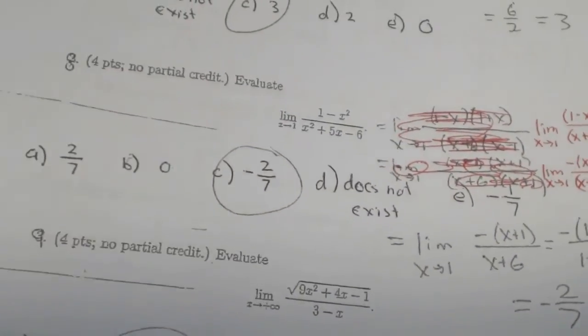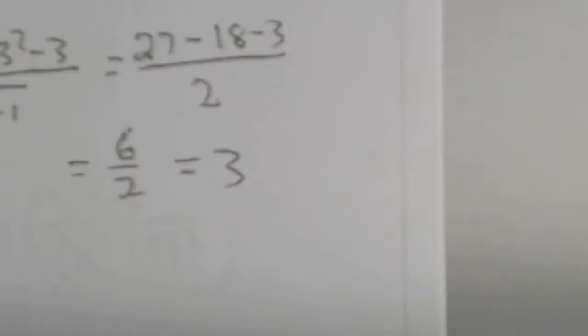Okay, on our second one. Now, this is the limit as x approaches 1 of 1 minus x squared over x squared plus 5x minus 6. Well, the deal is if you plug in the 1, you get zeros top and bottom. So you have two choices. You could use L'Hopital's rule, or you could factor and cancel. I chose to factor and cancel.